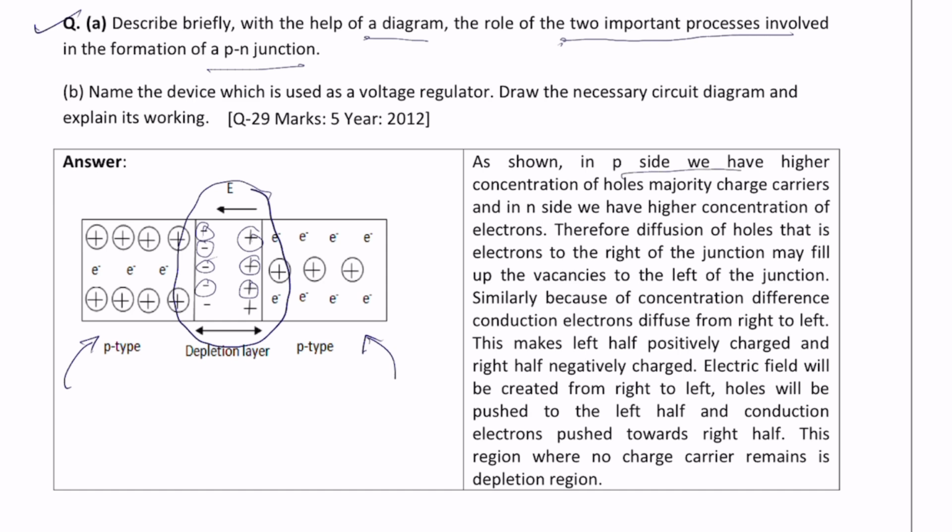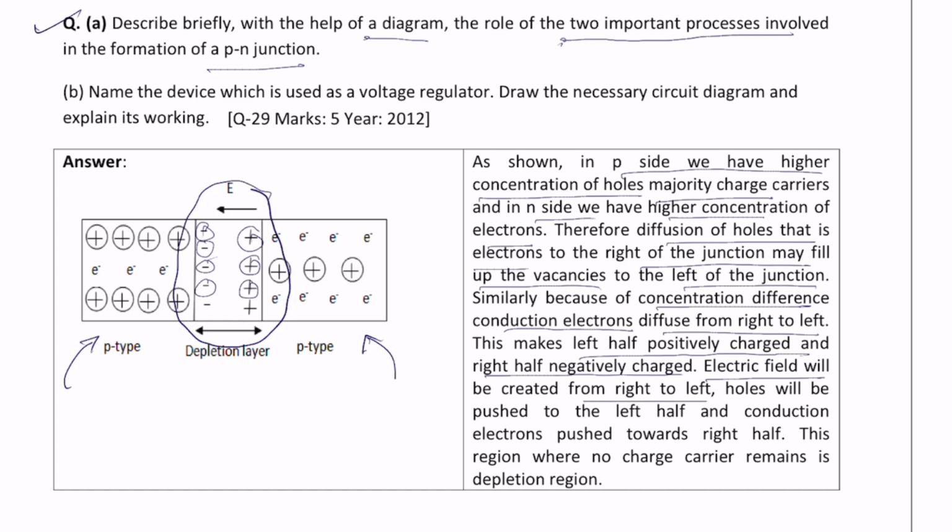In the p side we have a higher concentration of holes. Holes are the majority charge carriers, and in the n side we have a higher concentration of electrons. Therefore the diffusion of holes to the right of the junction may fill up the vacancies to the left of the junction. Similarly, because of the concentration difference, conduction electrons diffuse from right to left. This makes the left half positively charged and the right half negatively charged. Correct? Now, an electric field will be created from right to left.